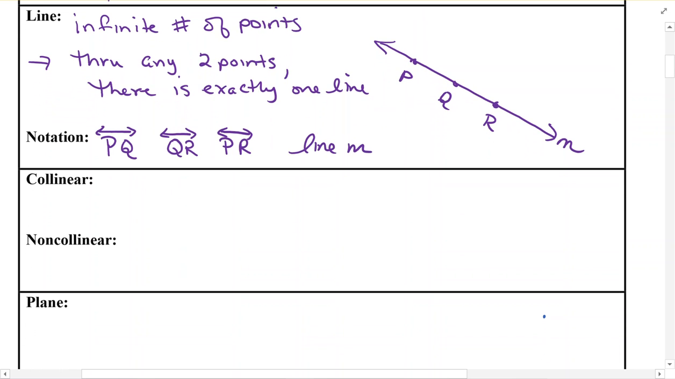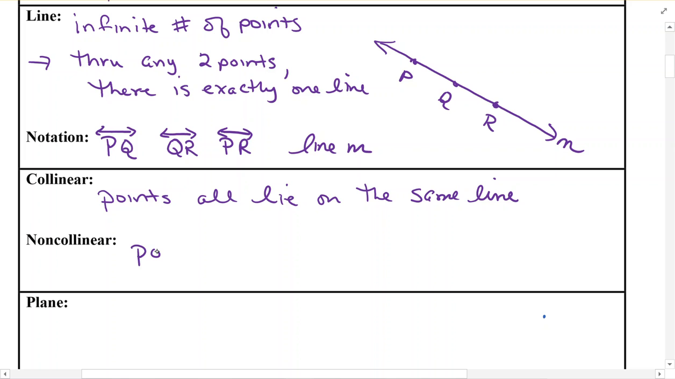Collinear means that the points all lie on the same line. Non-collinear, the points do not all lie on the same line.